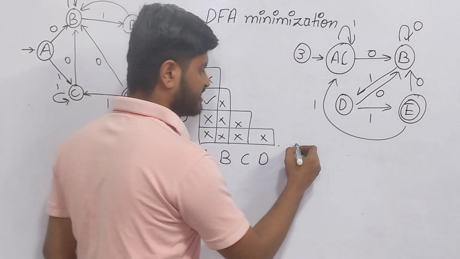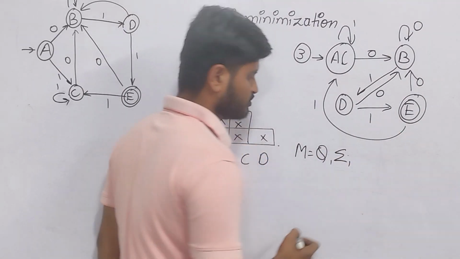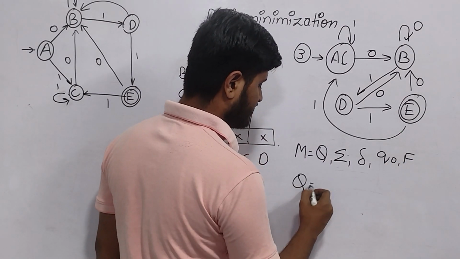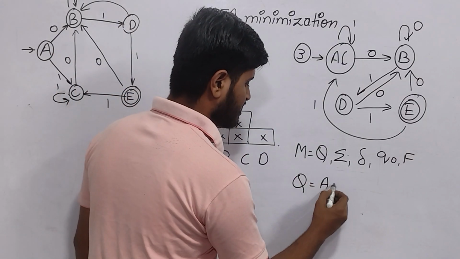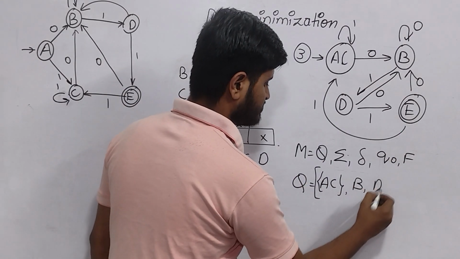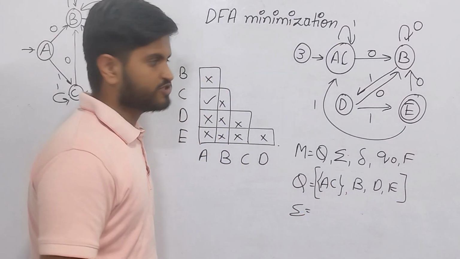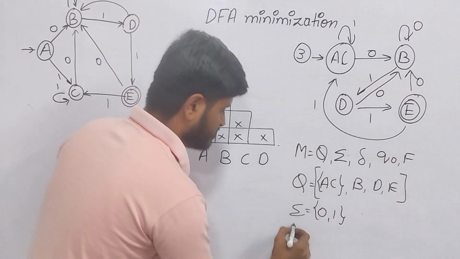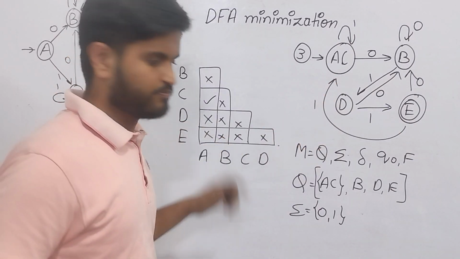How will you write it in the standardized format? M will be equal to Q comma delta comma Q comma sigma comma delta comma Q0 comma F. So capital letter Q means what are the states used in my DFA diagram. So A and C will be of the one state, next B, next D and E. Next sigma means what are my input symbols I have used? I have used 0 and 1. Next, delta means the DFA transition table you have written in the second step itself.